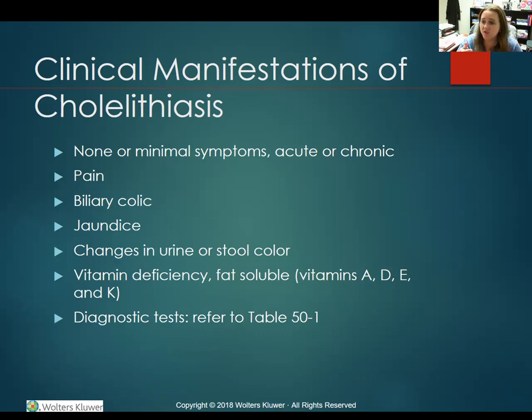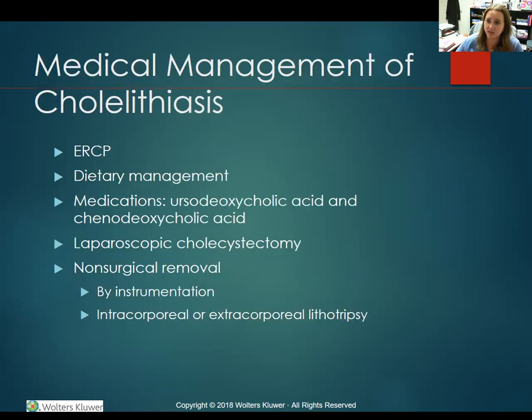And we can have those changes to our stools, so the light clay color, the fatty greasy stools, and changes to our urine, the dark colored urine, because bile's not going where it's supposed to. And then we can have our vitamin deficiency with our fat soluble vitamins. Those are clinical manifestations of cholelithiasis.